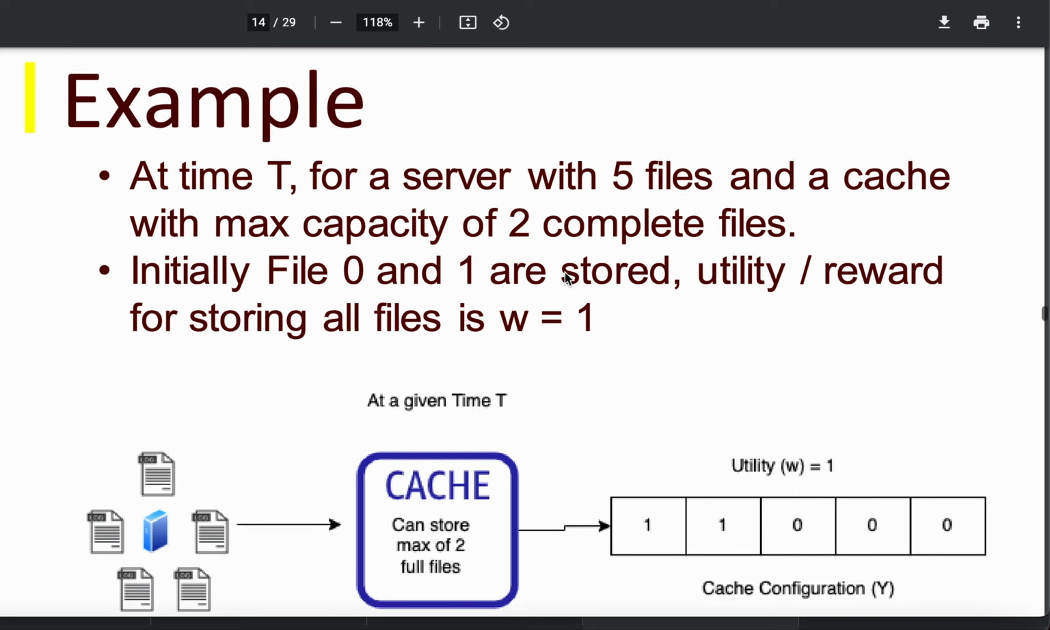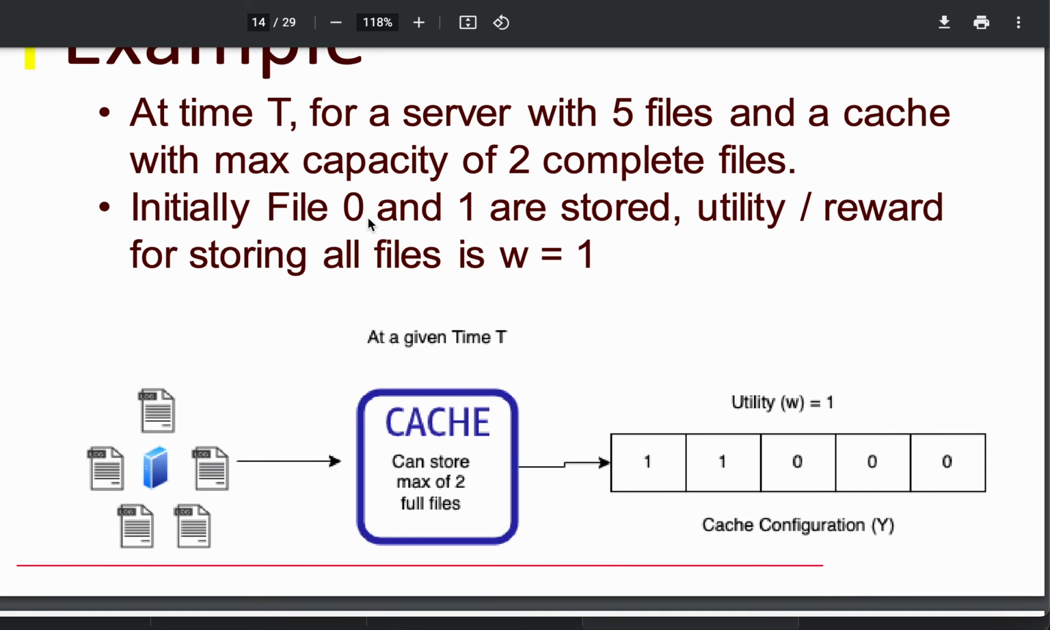Let's say in our example, at time t for a server, we have 5 files and a cache with a maximum capacity of 2 complete files. What I mean by this is, at most you can store 2 complete files in the cache, but since we are allowing partial caching, you can store up to 2 files' worth. Initially files 0 and 1 are stored. The utility and reward for storing each file is w equal to 1. So if you're able to find the file in the cache, the reward is w equal to 1.